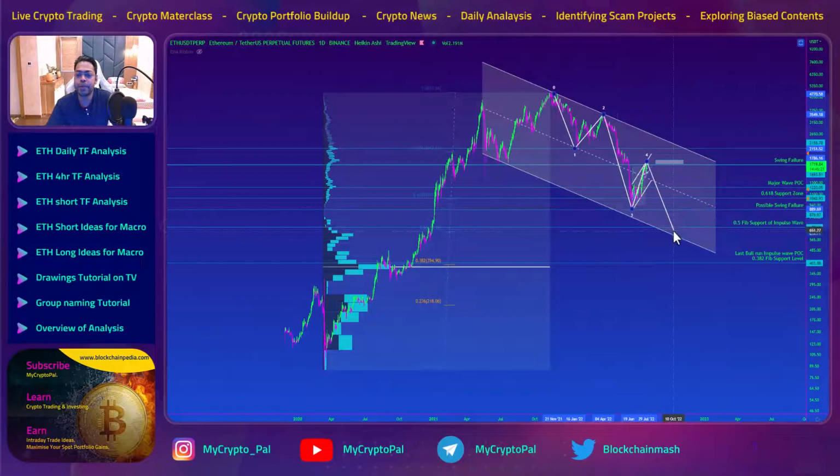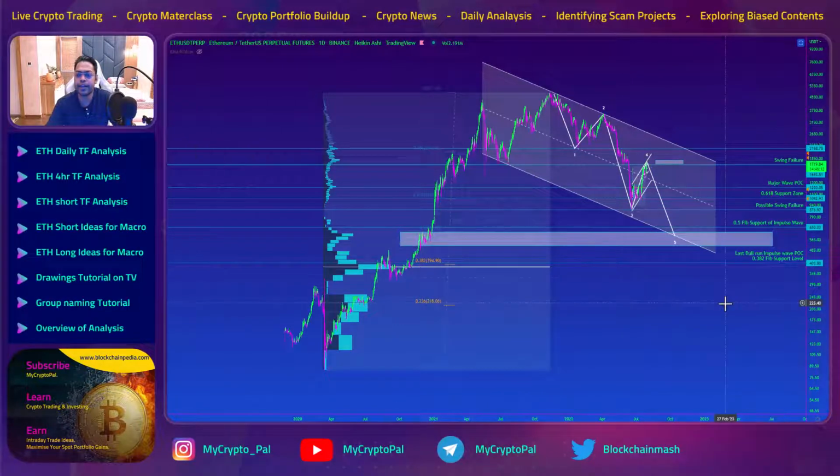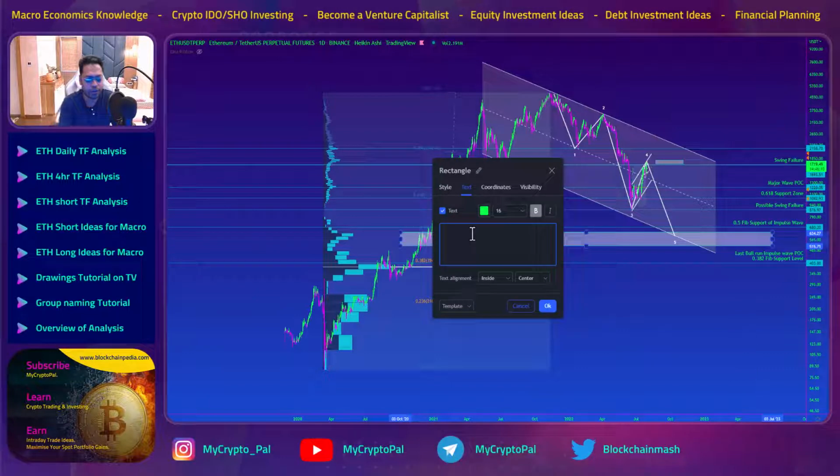Now, if we follow this parallel channel, then I'm hoping that it will just drop below this support a little bit, tap this whole zone over here. Yeah, this whole zone, and then this would be a good long macro long area for Ethereum.